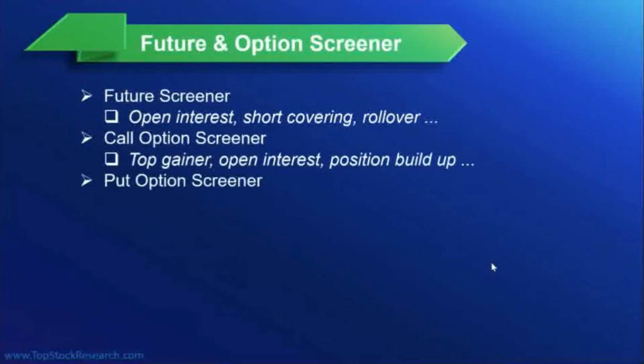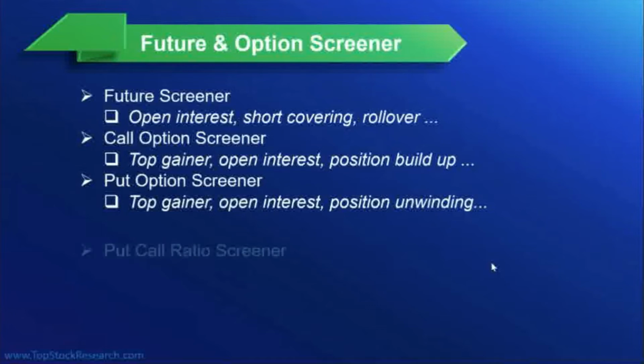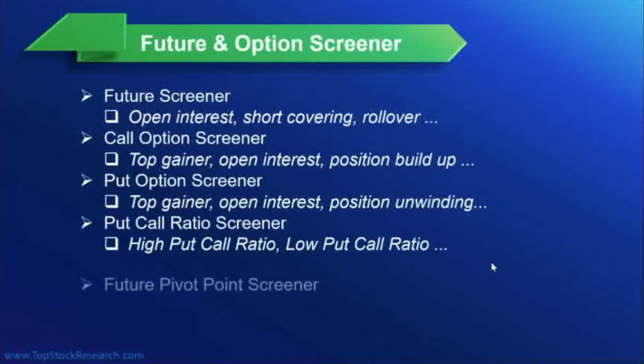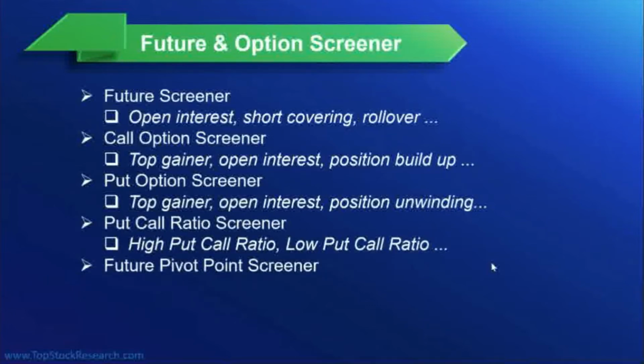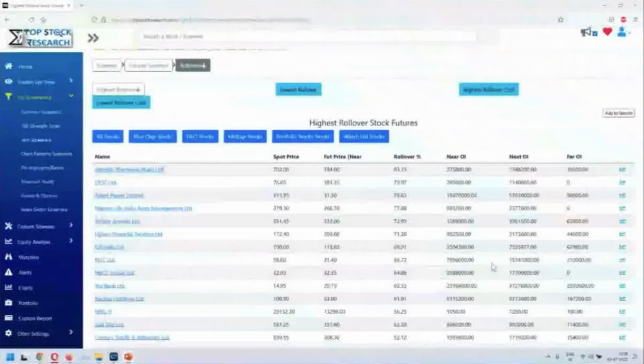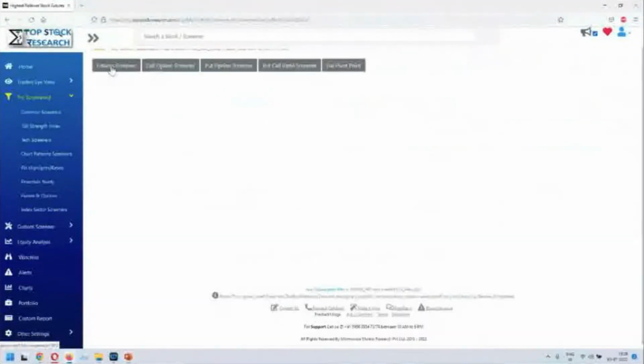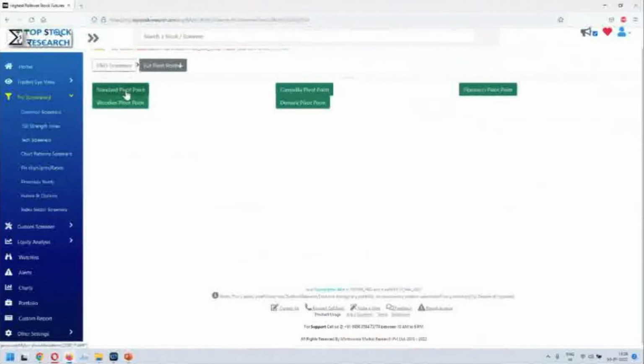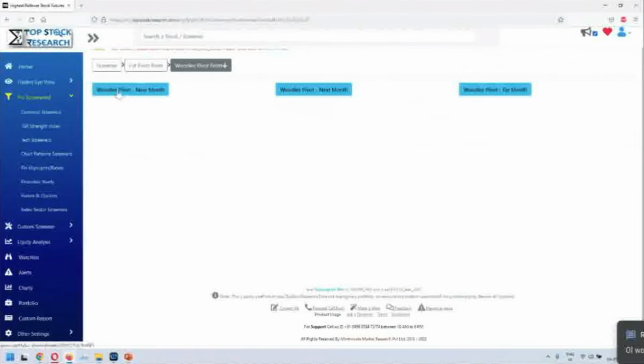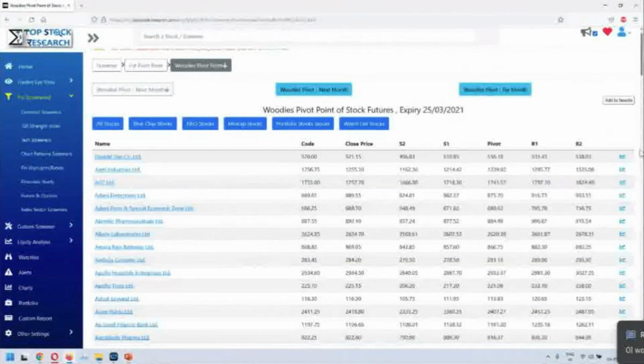Top winner, top loser, nothing great to mention about it. Protocol we have covered. Pivot point, same thing like a pivot point of spot. You can have pivot point of futures. All the standard pivot points are there. If you are looking at Woody's, the pivot points are mentioned here: S1, S2, R1, R2.